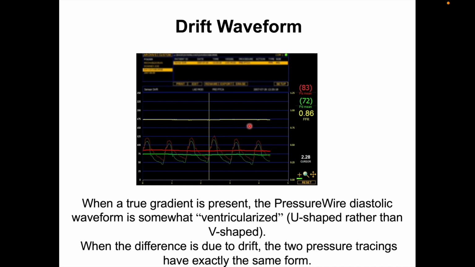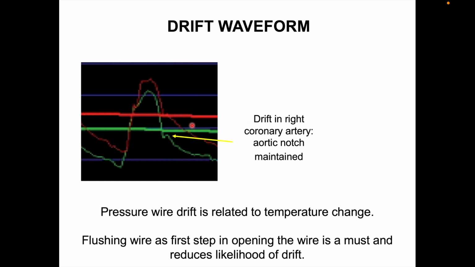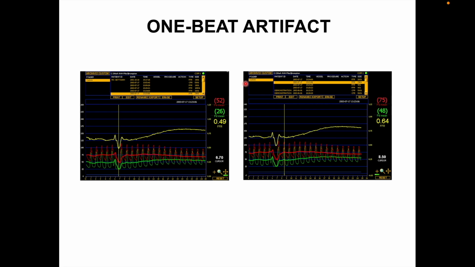You've lost your normalization which you did at the guide catheter tip. You've got to go back, take the wire back to the guide catheter tip, do the normalization again, and then come down again and do your recording. So in drift you can see not only the V shape is maintained, but the dicrotic notch may also be maintained. So flush the wire as the first step. While opening the wire, that's very important. The other reason for drift could be temperature change. So once these things happen, go back to the guide catheter tip and do the normalization again.